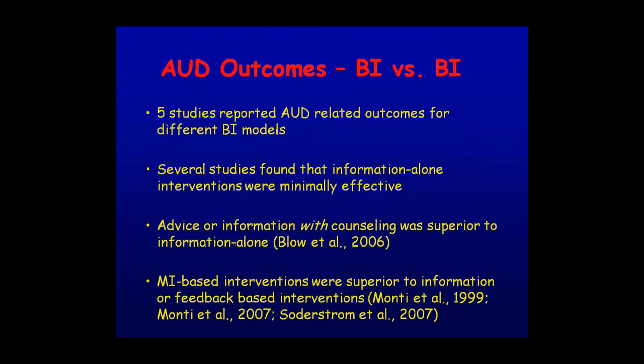So the question is, what sort of brief intervention versus brief intervention? Does it make a difference how you do it or what sort of intervention? One thing to keep in mind is that a brief intervention with just information giving, as I talked about earlier, is minimally effective. When you give information and advice with counseling, which is what I've talked about, doing the pros and cons, negotiating, looking at the importance of confidence and exploring their ambivalence, then you're going to see a much better response. And obviously, when you do it with an MI-based intervention, it is definitely superior to the information or the feedback-based interventions.